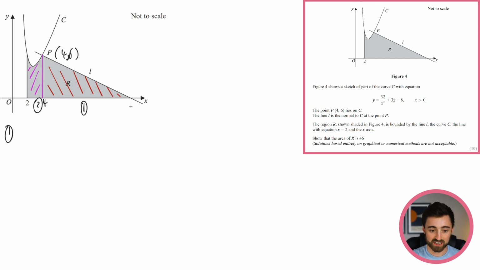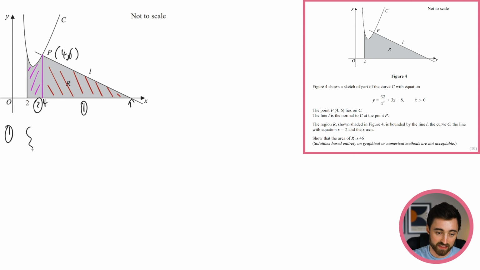So if I only had the x coordinate of this thing here, I would have the width, right? I could have this base. Do I know that? No. Can I work it out? Yes, because I can get the equation of L. If I get the equation of L, I can use that to work out where it hits the x-axis. So let's try and get the equation of L. It is the normal to C at the point P.